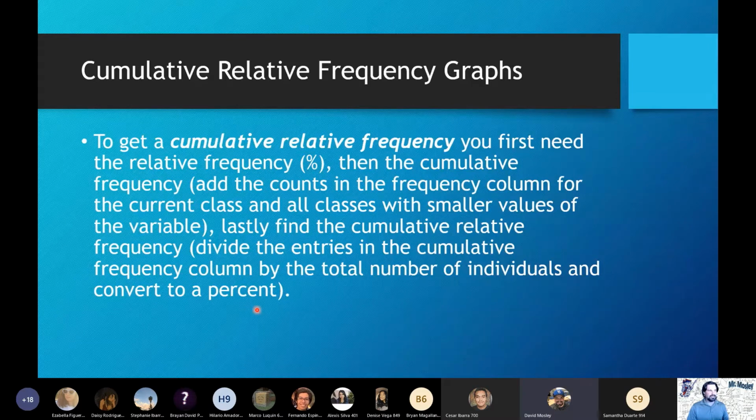This seems like a long and arduous process, but it is not that bad. Most of the work we've already done previously by finding frequency and relative frequency. Cumulative frequency and cumulative relative frequency are just the next steps in that. It's the next thing I can do with those numbers.